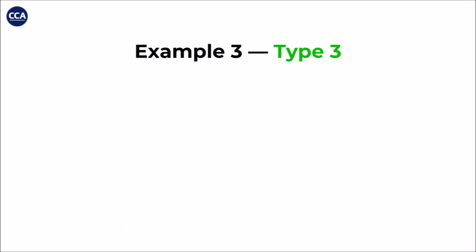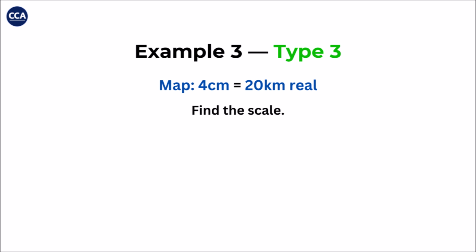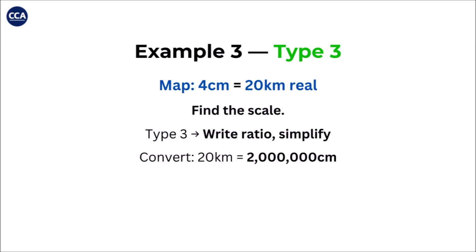Now, a type 3 problem. On a map, the distance between 2 towns is 4 centimeters. The actual distance between the towns is 20 kilometers. What is the scale of the map? Type 3. Find the scale. Write as a ratio and simplify. First, convert both to the same unit.